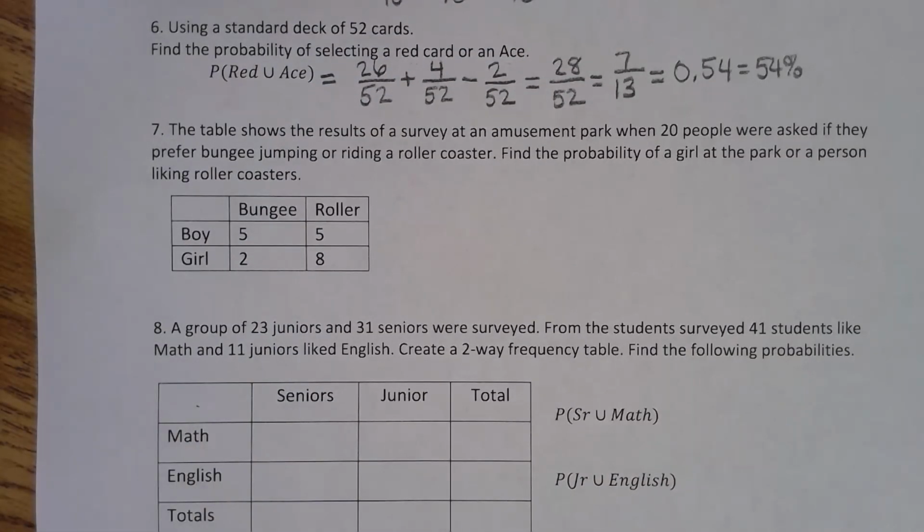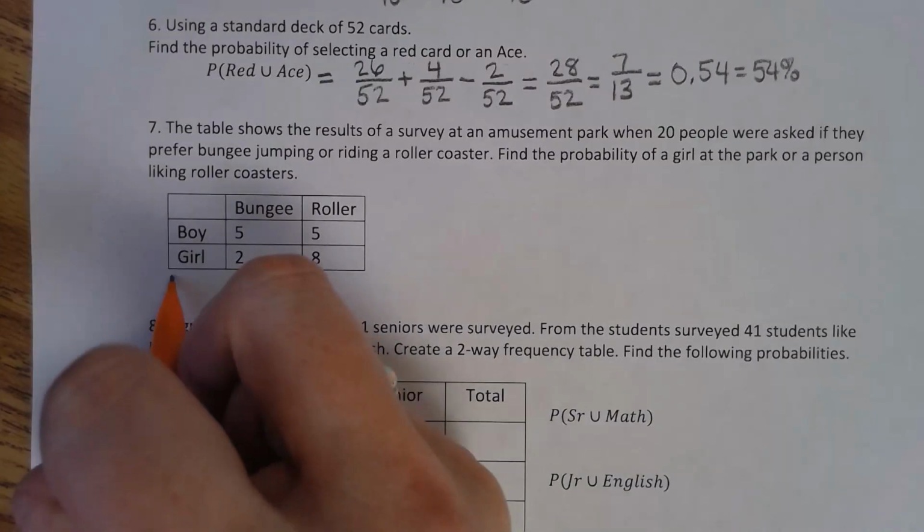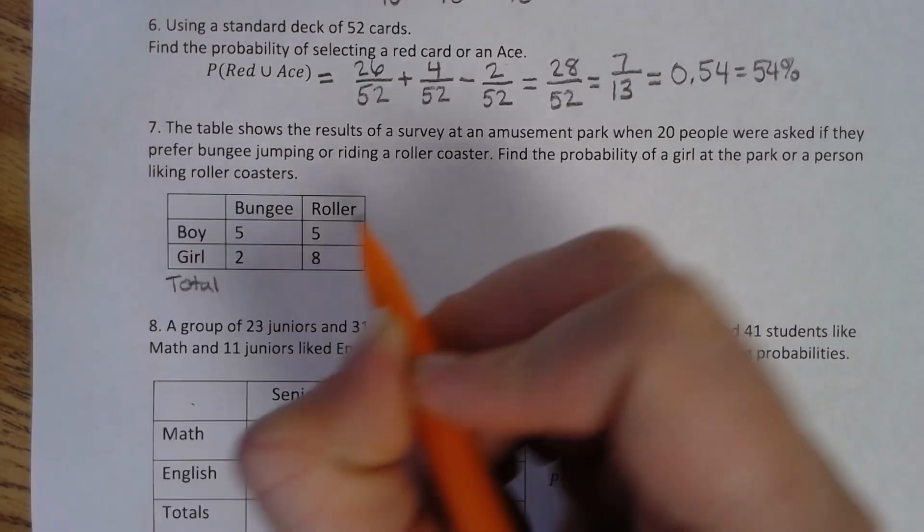Example number 7. The table shows the results of a survey at an amusement park when 20 people were asked if they would prefer bungee jumping or riding a roller coaster. We're going to find the probability of a girl at the park or a person that likes roller coasters. Well, notice in this table, it does not have your totals, your marginal values. So you will need to find those if they're not already calculated for you. So just add a column and add a row of those totals.